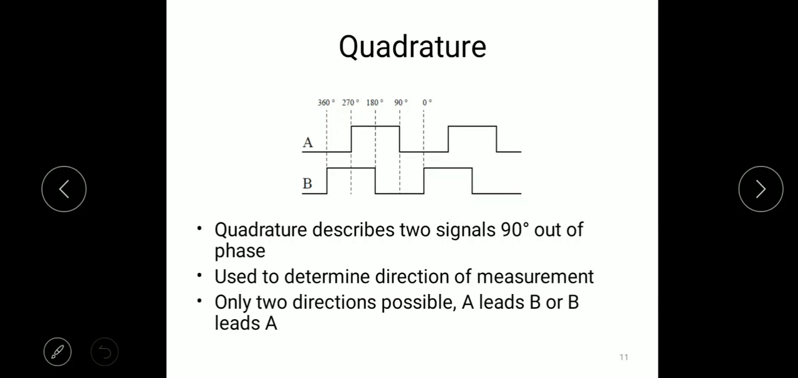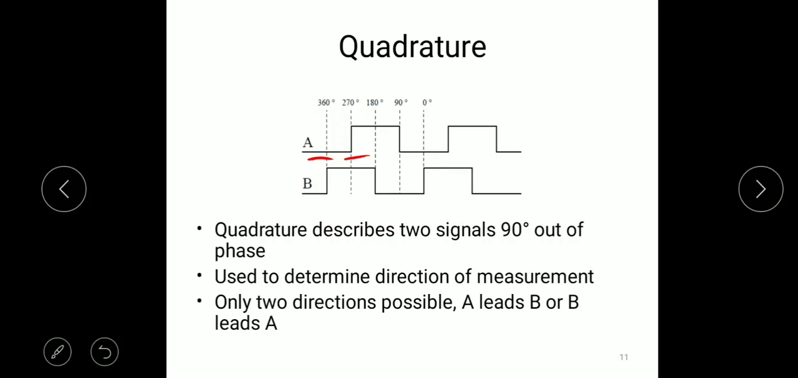Let me explain about quadrature. What is meant by quadrature? A quadrature describes two signals, each 90 degrees out of phase. There are two signals, A and B. You can see that for every 90 degrees there may be a change. Therefore, it is used to determine the direction of the measurement.